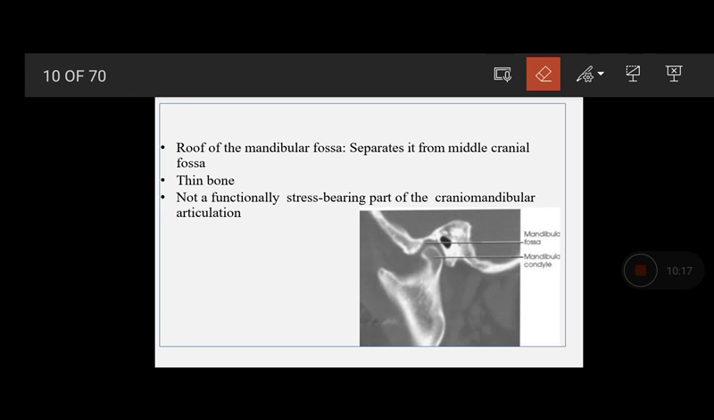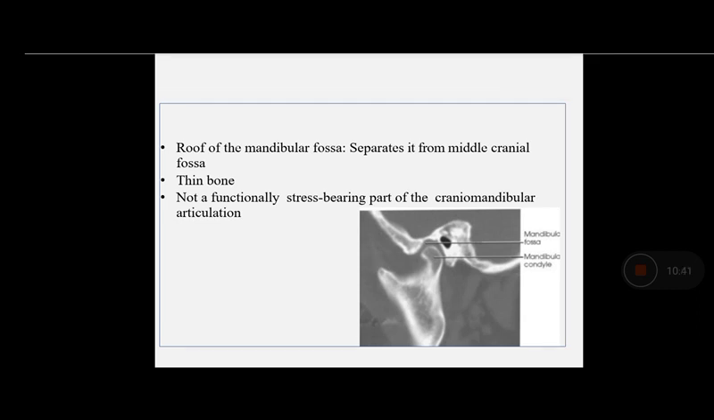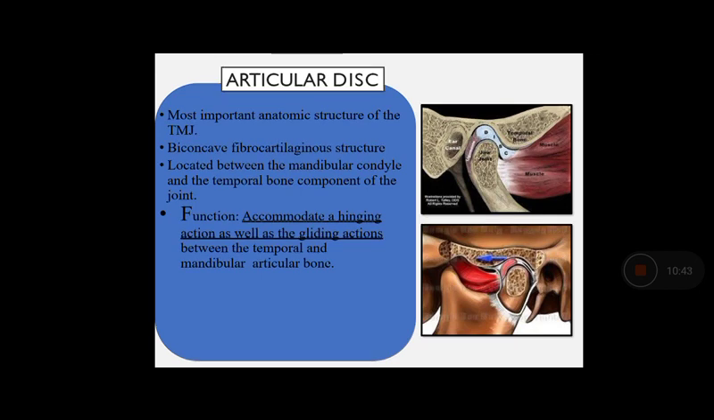So from that you can understand that it is not a stress bearing part of this articulation. Another thing you can understand is that the main stress bearing components of this joint are the muscles, but the bone, being thin, does not act as a stress bearing component for the articulation. Now we'll talk about the articular disc in the next video.